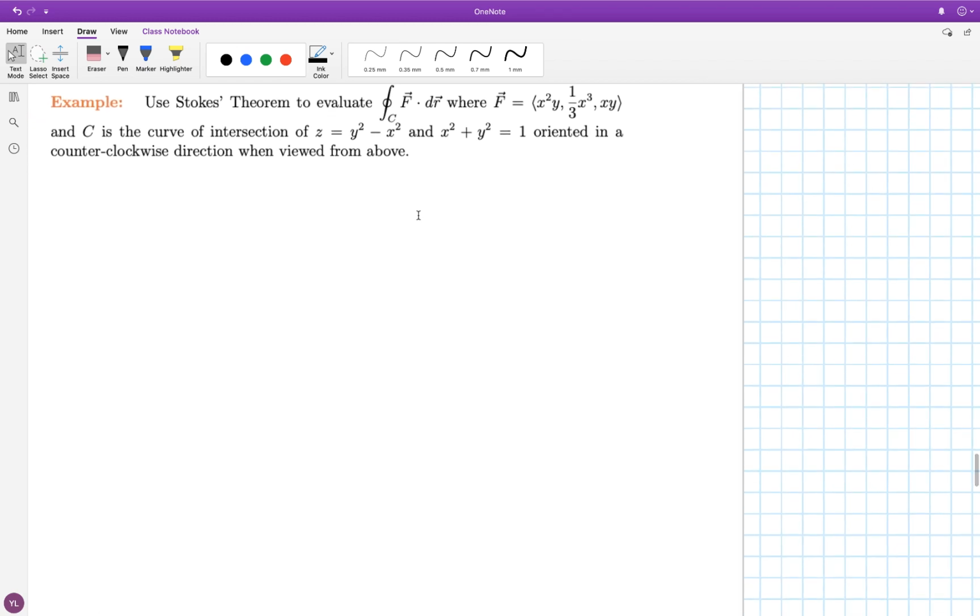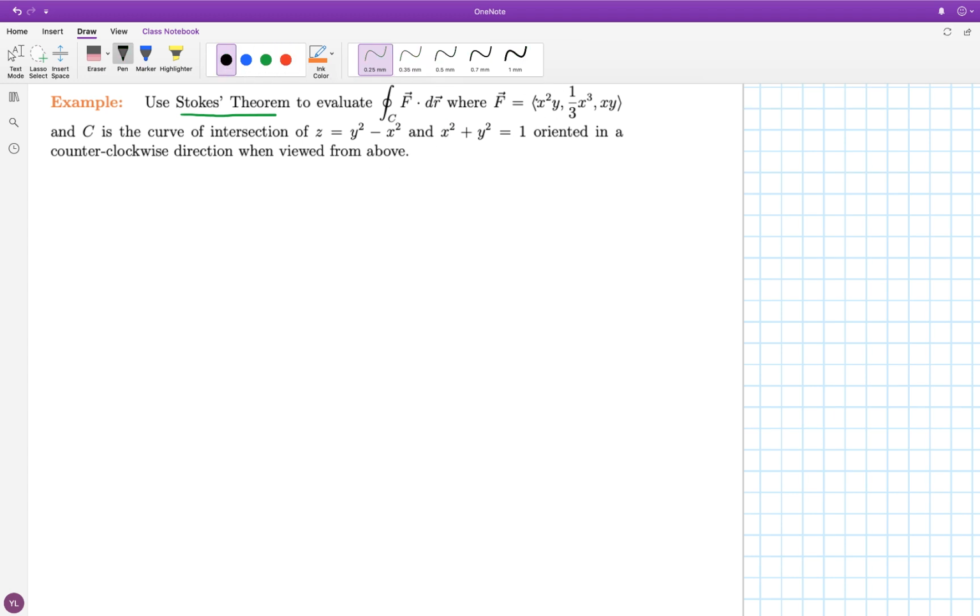Here are some more examples using Stokes theorem. In this question, we're asked to use Stokes theorem to compute this line integral. And what it means to use Stokes theorem is to compute the surface integral in place of the line integral. So let me get a sense of what is going on here.